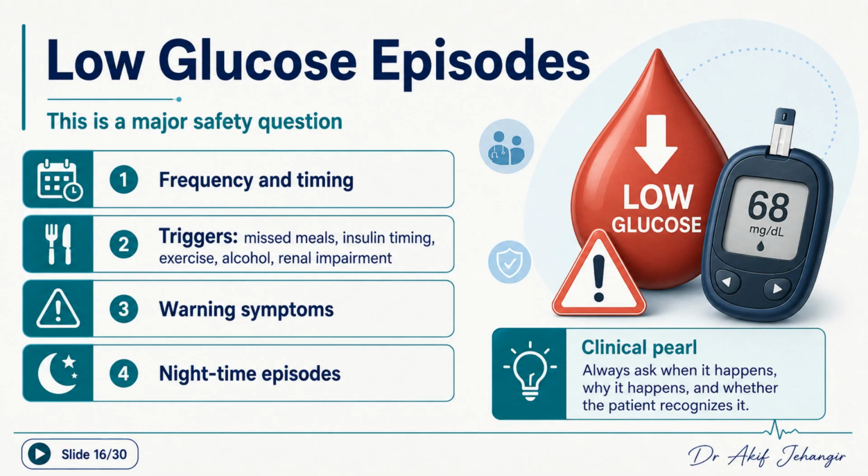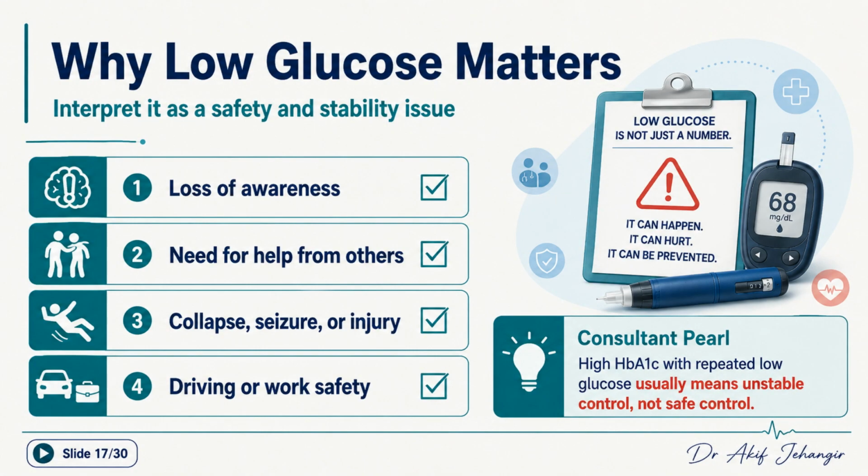Now, come to low glucose episodes. This is a major safety question. Ask how often they occur, what time of day, and what triggers them. Missed meals, insulin timing, exercise, alcohol, and kidney disease are common causes. Also ask about warning symptoms and nighttime episodes. Then ask why low glucose matters clinically.